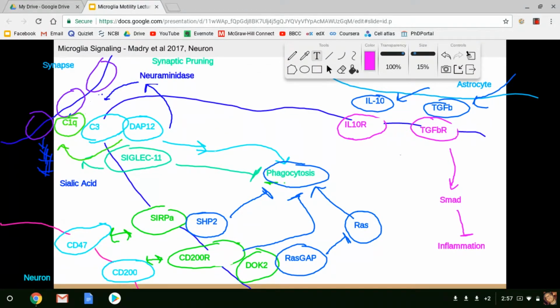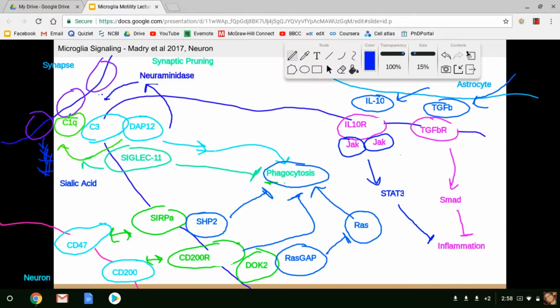And IL-10, when it binds to IL-10's receptor, signals through the JAK-STAT pathway. When IL-10 binds to the IL-10 receptor, it causes the receptor to autophosphorylate itself, which produces binding sites for these JAK kinases, which will then dimerize. And the JAK kinases that have dimerized are able to phosphorylate and activate the STAT pathway, such as STAT3. And STAT3 can inhibit inflammation.